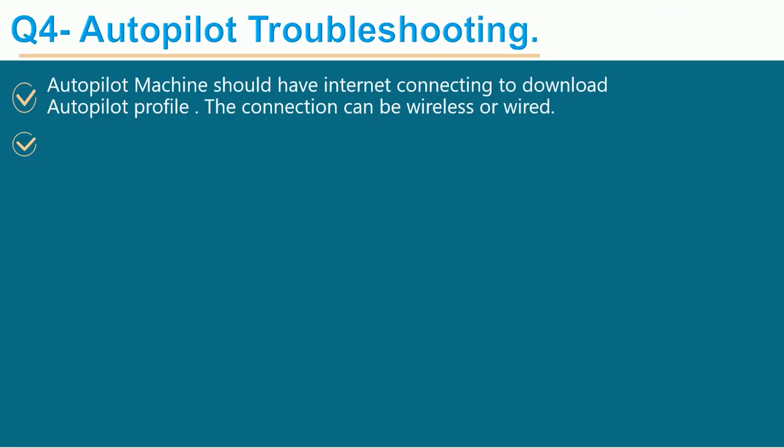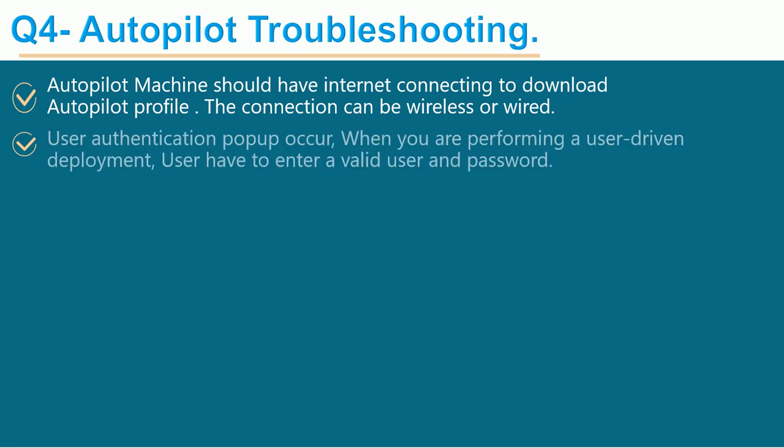Now the next question is Autopilot troubleshooting. We have many errors in Autopilot, so I cannot write everything here, but I write the flow of how you can troubleshoot and the basic mistakes people make. The Autopilot machine should have an internet connection to download the Autopilot profile. This is a mandatory thing. If your Autopilot has failed, just check that you have an internet connection.